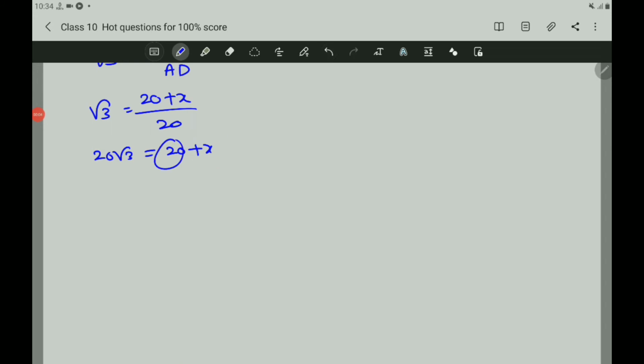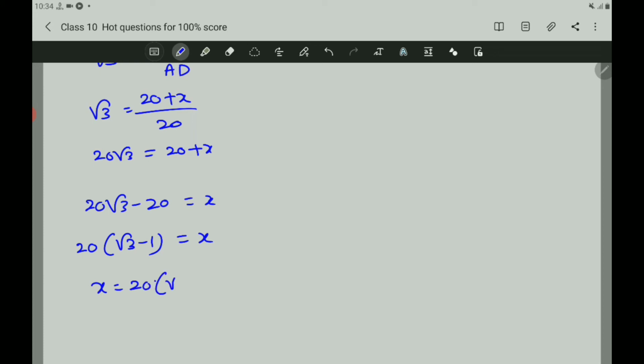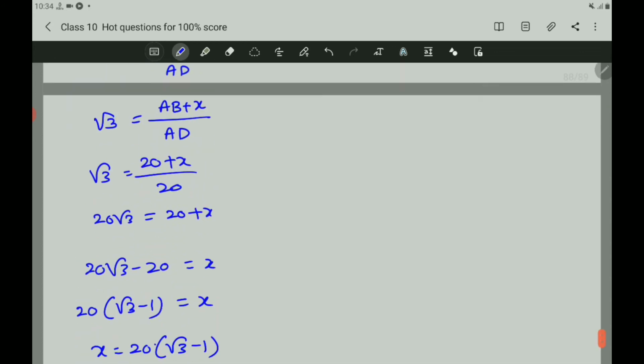So you transfer this 20 to the other side. 20 root 3 minus 20 equals X. That is 20 into root 3 minus 1 equals X. So X equals 20 into root 3 minus 1. This is the height of the tower.